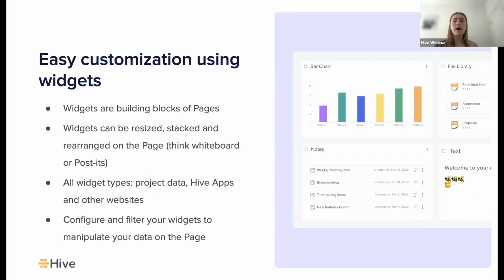So Pages is built of widgets. Widgets are the building blocks of Pages. This is your ability to pick and choose what you want to see, where you want to see it, and a place to keep tabs on everything that's happening within your organization. Widgets can be resized, stacked, and rearranged, like Post-it notes on a whiteboard. If you like to have your goals at the top, or want your files accessible, you're able to have those wherever you'd like. We have all widget types: project data, Hive apps, as well as other websites, which is super exciting. And you can filter your widgets to make the page your own, again only seeing the data that you want to see.